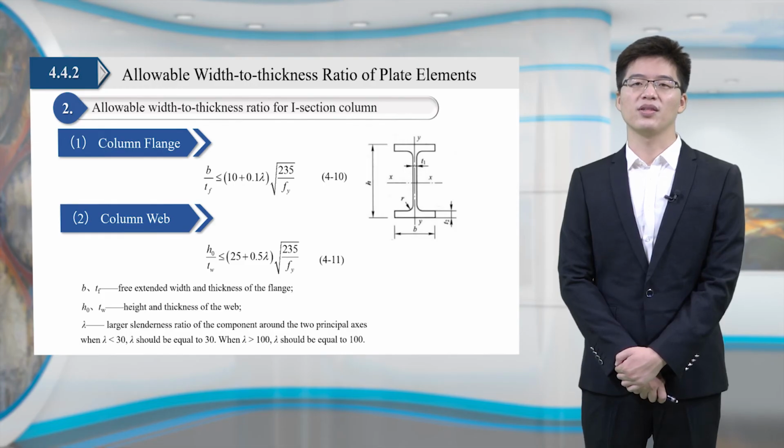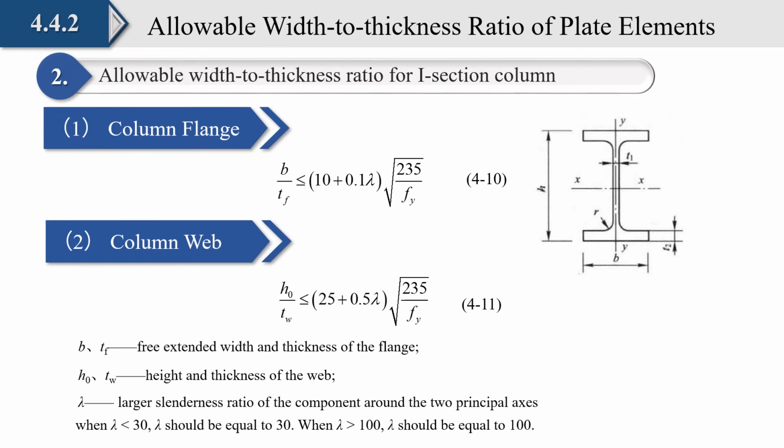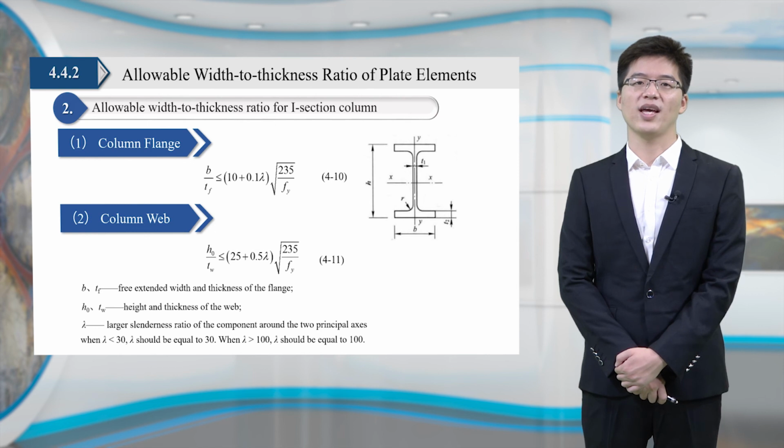In these two equations, b refers to the free extended width of the flange. Lambda refers to the larger slenderness ratio of the components around the two principal axes. The value of lambda should satisfy the following conditions. When lambda is smaller than 30, lambda should be equal to 30. When lambda is larger than 100, lambda should be equal to 100. Using the same method, we can get limit values of the width-to-thickness ratio of other common cross-section axial compression members, which can be found in the corresponding design code.